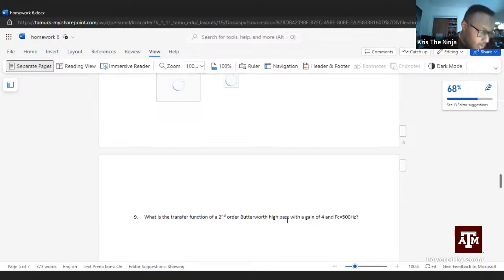First order high pass filter. Oh, it doesn't tell me what type it is. The B value comes from the type of the filter. But yeah, so we got 10,000 times 2 pi, which gives us 62,831 over B.